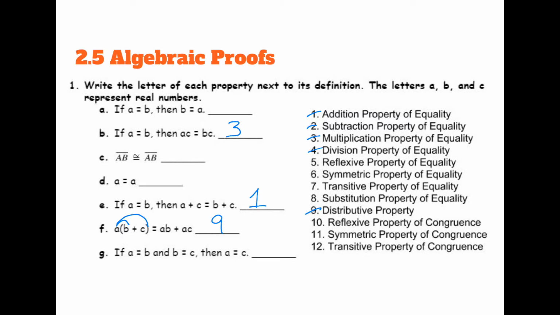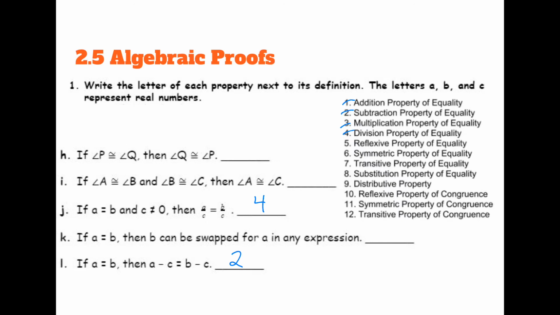And substitution, you've also done a lot. So when we look over here at K, if A equals B, then B can be swapped in for A in any expression, right? So if we know A and B are the same thing, let's say we know 2x plus y equals 7, and we know that y equals 3, then we can substitute or swap 3 in for y in any expression. So that one is going to be our substitution property.